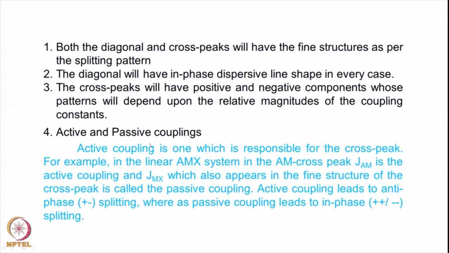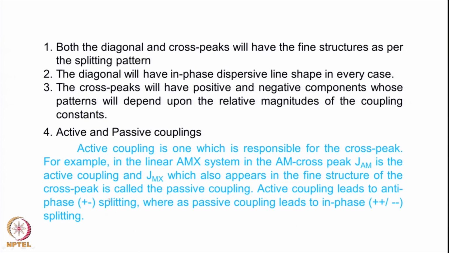Now there is one more concept which comes into the picture when you are looking at a 3 spin system. There are 2 kinds of coupling one can distinguish here, the so called active and passive couplings. What are these? Active coupling is one which is responsible for the cross peak. For example, in the linear AMX system, in the AM cross peak, JAM is the active coupling, and JMX, which also appears in the fine structure of the cross peak, is called the passive coupling. Similarly, it will be valid for the other cross peaks as well. Whichever coupling is responsible for the generation of the cross peak is called the active coupling, and any other coupling that appears there is called the passive coupling.